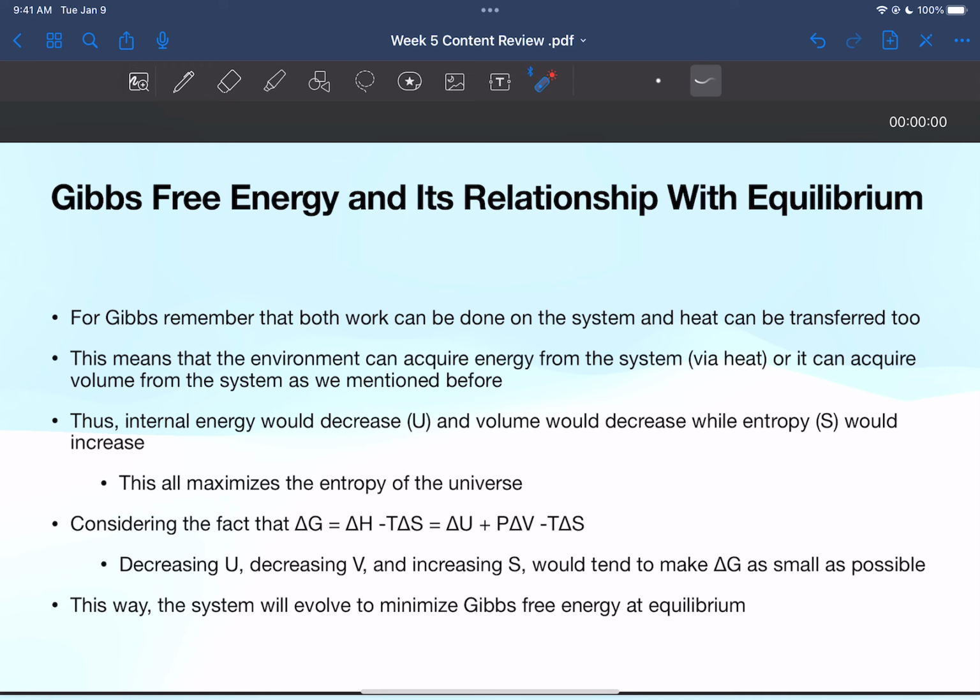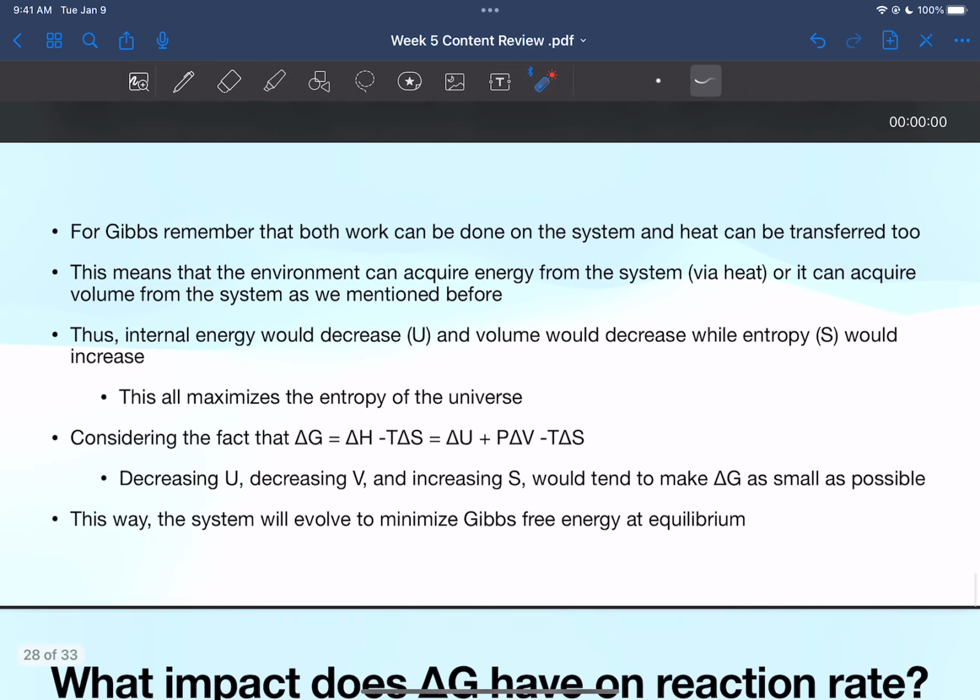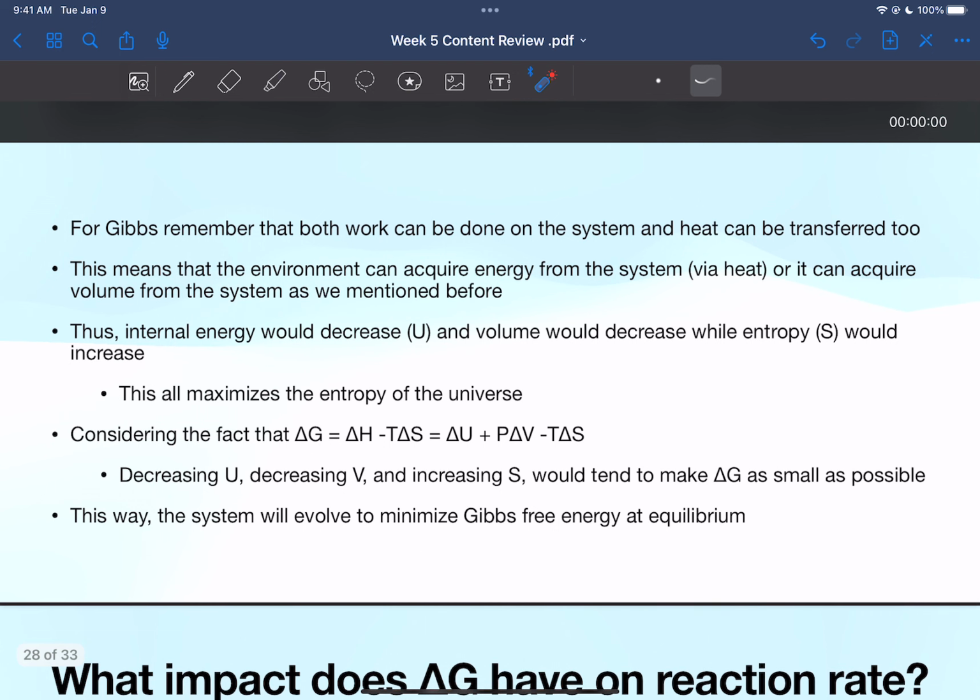If we decrease the energy of the system, we increase the energy of the environment. If we decrease the volume of the system, we increase the volume of the environment. And so increases in volume and increases in energy of the environment would increase the entropy, as I mentioned before. So the more you decrease the internal energy and the more you decrease the volume of the system, the more we maximize the entropy of the universe.